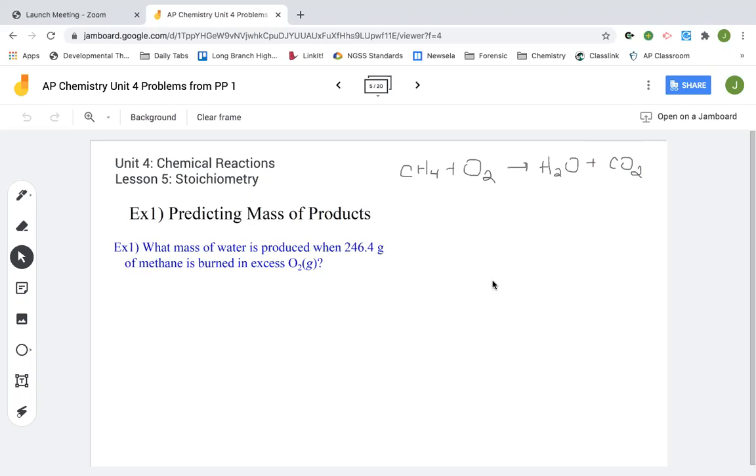The first step is always going to be to balance our equation. So remember from one of the previous videos, we split the equation in half at the arrow, and we write all of our elements on the left side of the arrow underneath the line. So we have carbon, hydrogen, and oxygen. And then we're going to count the atoms that we already have for these elements on the left, and then we're going to count them on the right. So on the left, we have 1 carbon, 4 hydrogen, and 2 oxygen. And on the right, we have 1 carbon, 2 hydrogen, and 3 oxygen.